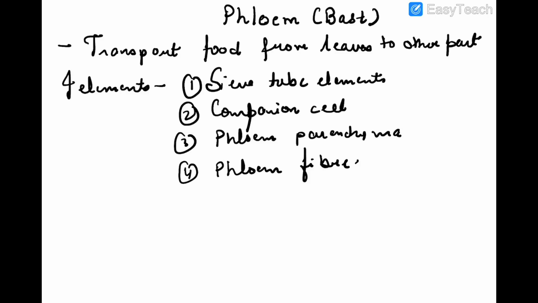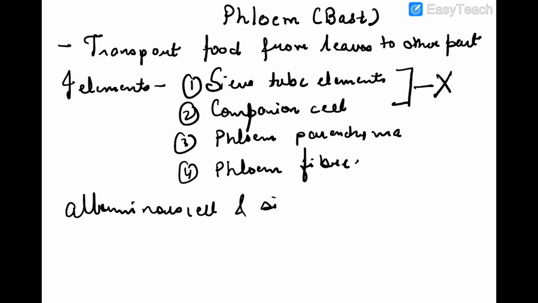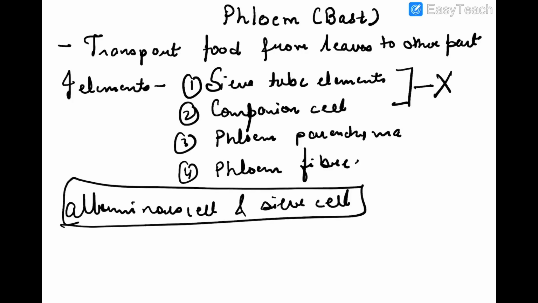In gymnosperms, sieve tube elements and companion cells are absent. Instead of this, albuminous cells and sieve cells occur. So instead of companion cells, gymnosperms have albuminous cells, and instead of sieve tube elements, gymnosperms have sieve cells. Now let us talk about each part in detail.